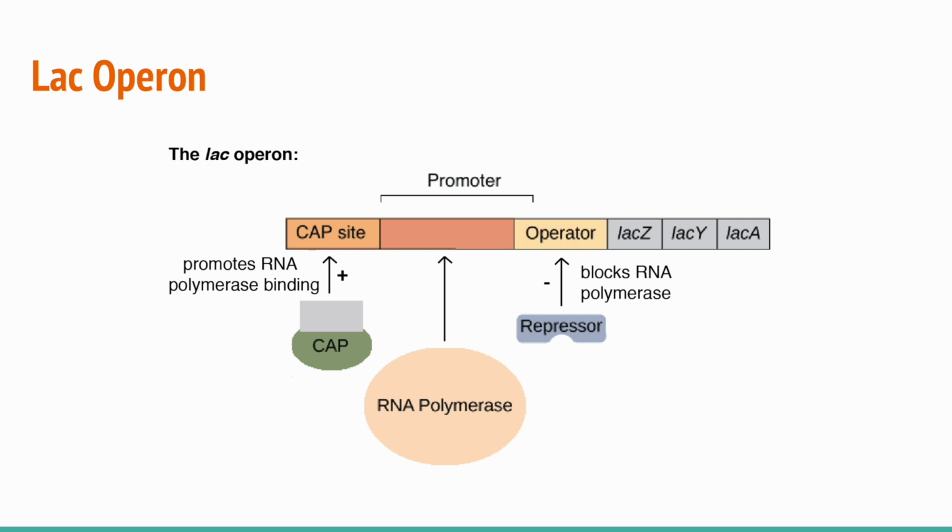This means that RNA polymerase can bind to the promoter region and transcribe the genes and thus synthesize the enzymes that are required to hydrolyze lactose and thus provide glucose for respiration. Crucially, however, the lac operon is only found in prokaryotes. In eukaryotes, we have a different system.